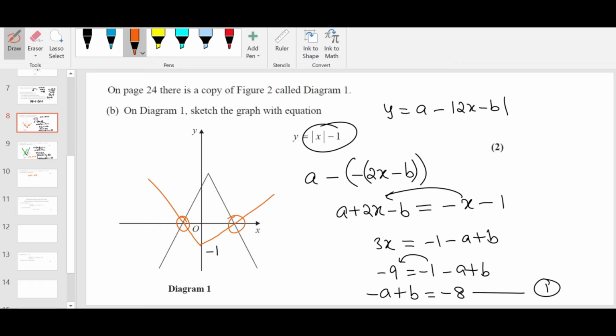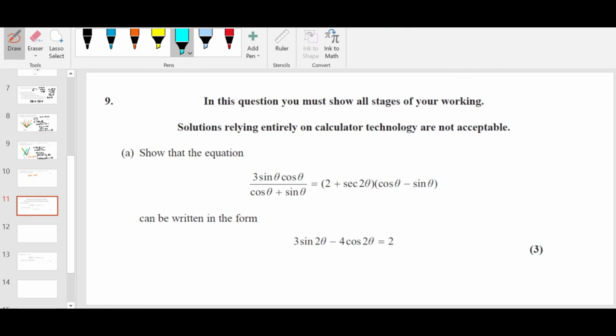So that's wrong. Otherwise, you can draw any of these graphs. You can draw here, or you can draw here. These are all okay, but this one is wrong. So that's all. I'm going to move on to question number 9 now.